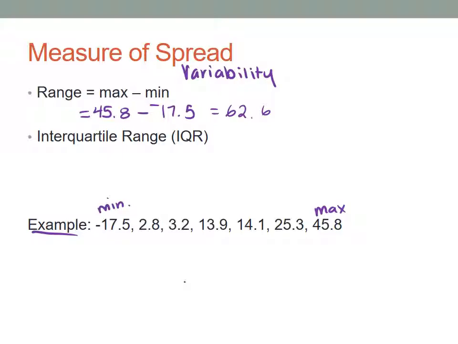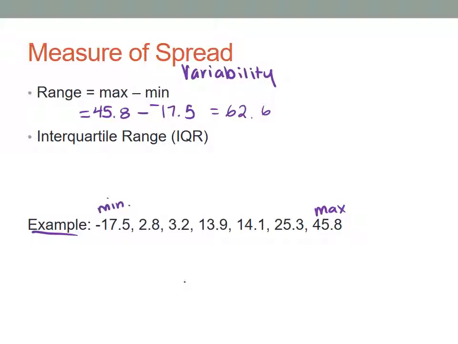Interquartile range is the range between quartiles. A quartile represents 25% of the data, 25% of the data values, right? So we remember median splits our data into two equal pieces, right? 50% are below, 50% are above.